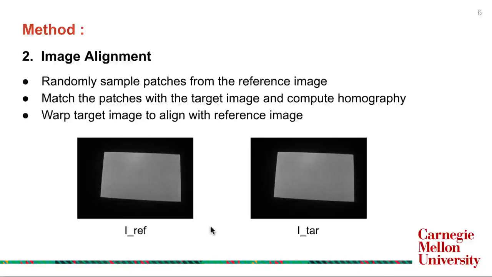So to perform image alignment, we take the reference image, we randomly sample small patches from the reference image, and then do template matching to find the corresponding patch locations in the target image. Using these correspondences, we can compute the homography matrix. And using this homography matrix, we can warp the target image to match the reference image viewpoint.